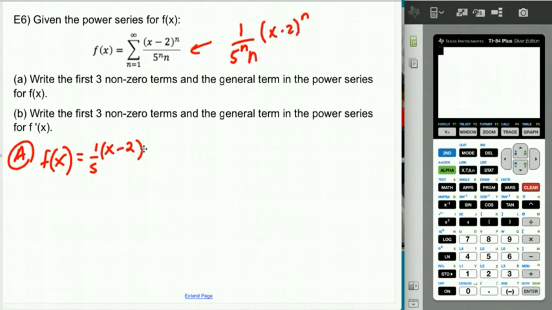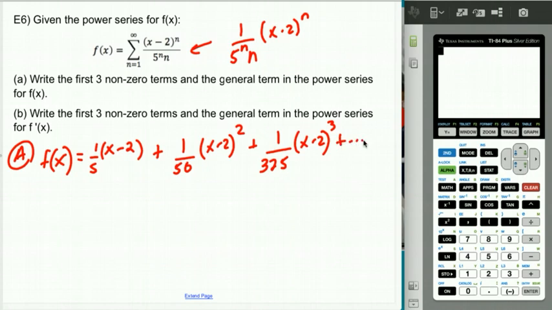When I plug in n is 2, because I started at 1, I'm going to get 1 over 25 times 2, so that'd be 1 over 50, right? And then x minus 2 to the second. And then when I plug in n is 3, I'm going to get 1 over 125 times 3, which is 375, so 1 over 375, and then x minus 2 to the third.